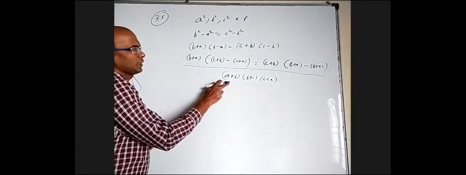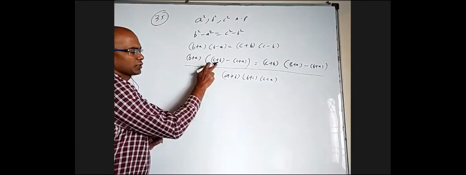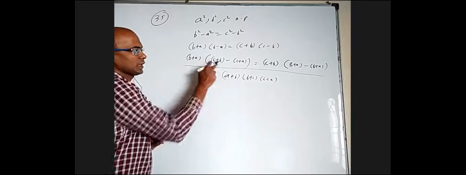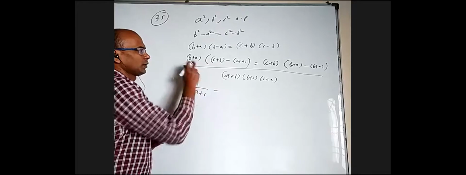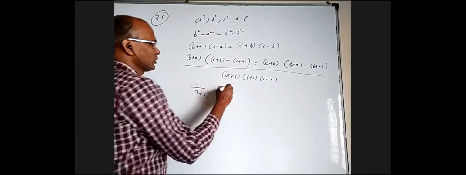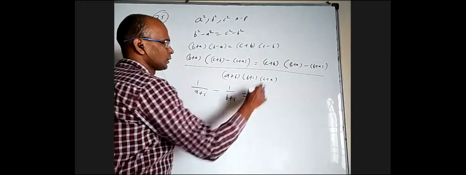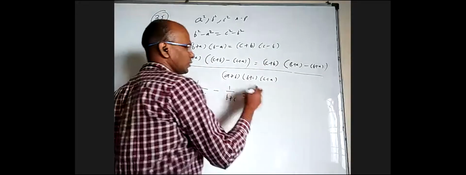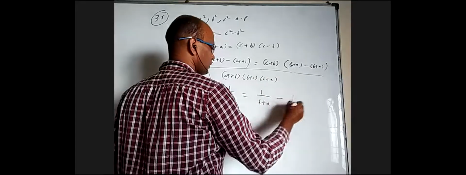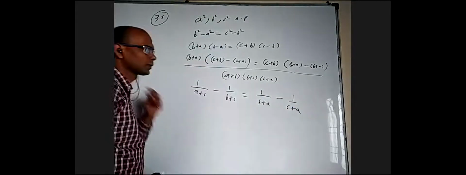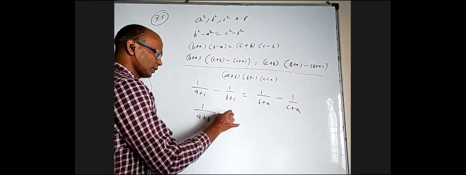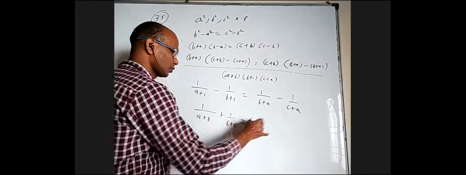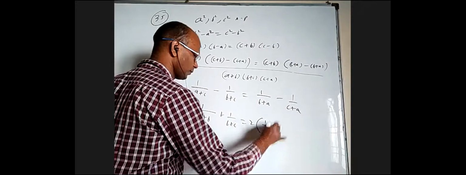Now here A plus B will cancel. In this also it will cancel. So out of the three, two will cancel, one will be left. When I take this into this, I'll be left with B plus C. When I take this into this, I'll be left with B plus A. When I take this into this, I'll be left with C plus A. Now we can see we got 1 by (A plus B) plus 1 by (B plus C) is equal to 2 times 1 by (C plus A).